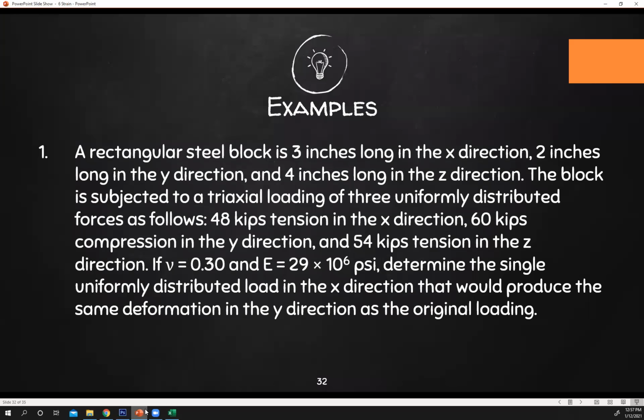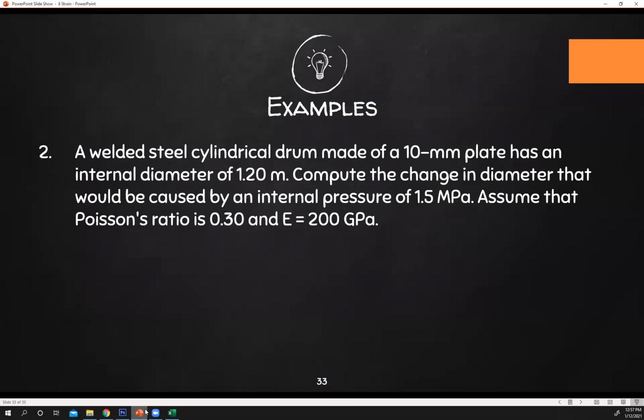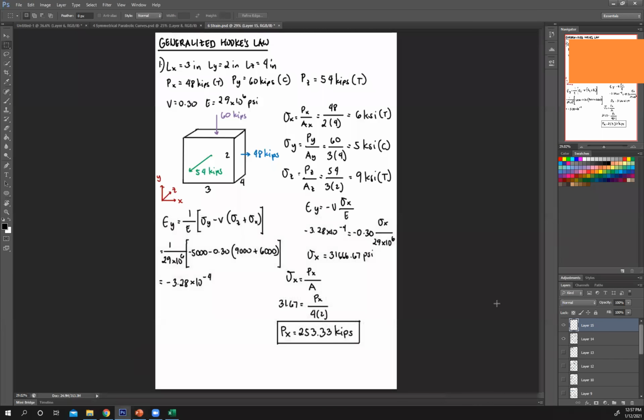A welded steel cylindrical drum made of a 10 mm plate has an internal diameter of 1.20 meters. Compute the change in diameter that will be caused by an internal pressure of 1.5 MPa. Assume that Poisson's ratio is 0.30 and E is 200 GPa. Let's write out our given first.